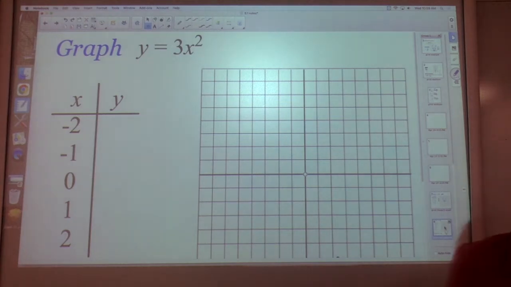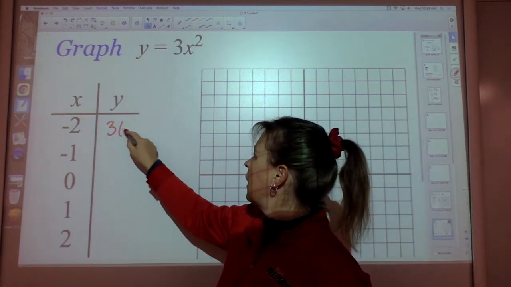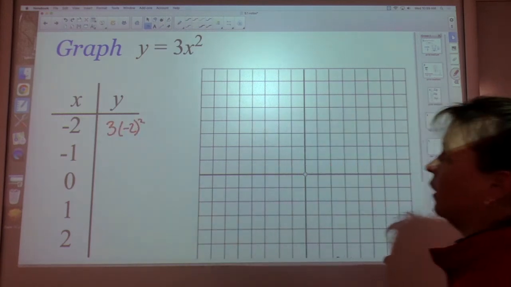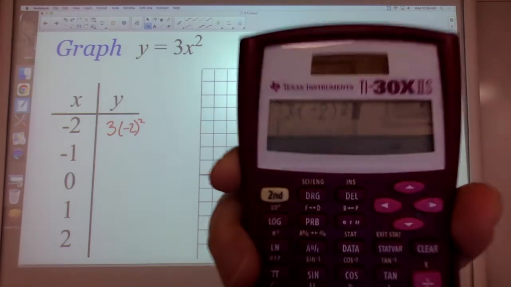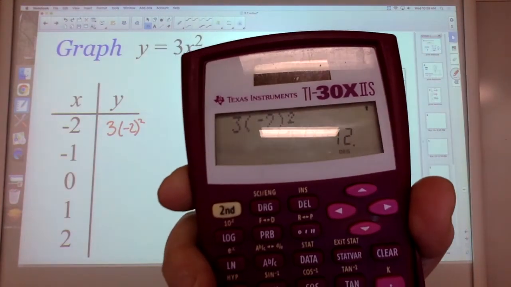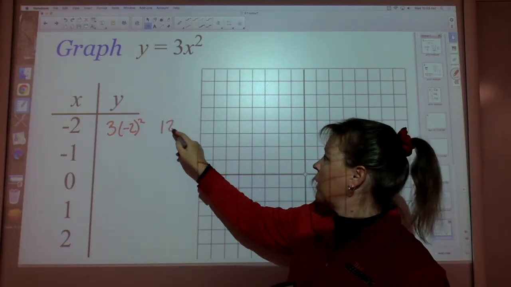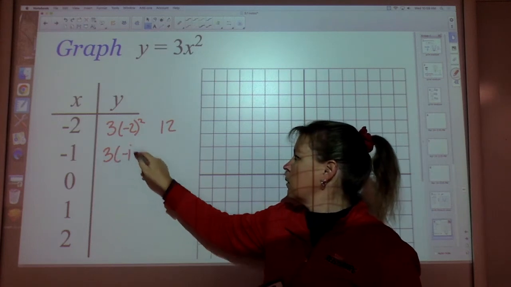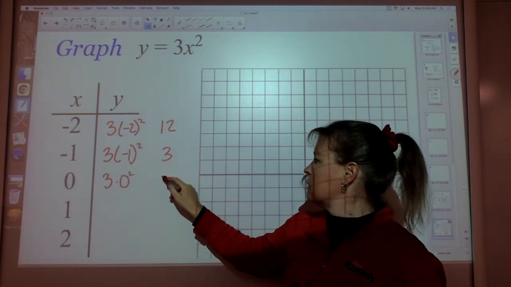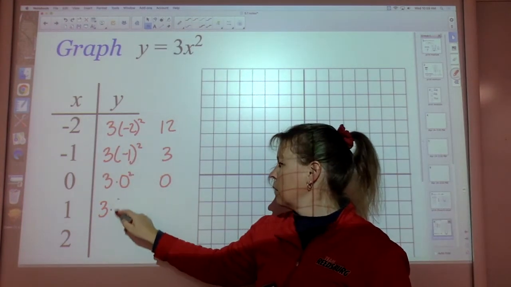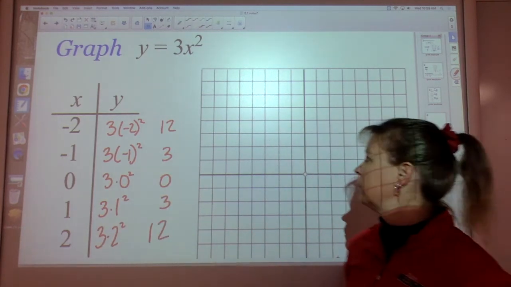Use your -2 as your x, but this time you're going to type in 3 times (-2) squared, because it's 3x squared. So if I go 3 times -2 squared, it equals 12. Makes sense. 2 times 2 is 4. 4 times 3 is 12. So 12. When I take 3 times -1 squared, I get 3. 3 times 0 squared is 0. 3 times 1 squared is 3. 3 times 2 squared is 12.